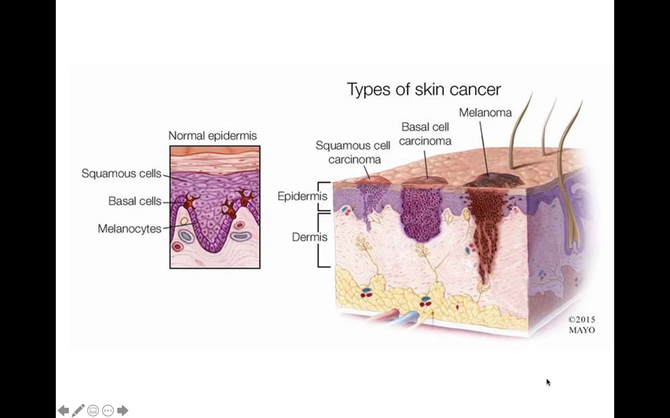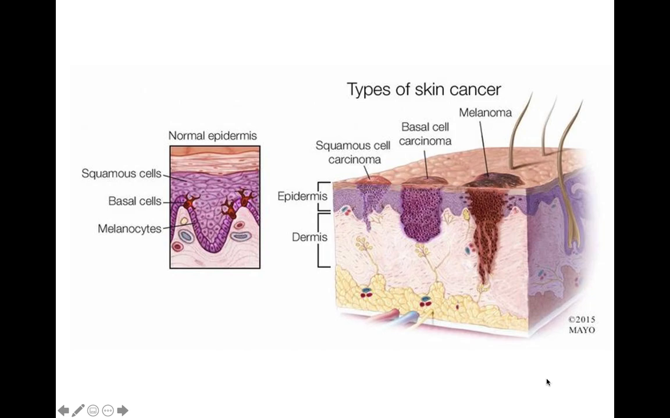This is a neat diagram. I think I found it on the internet. It shows you on the left normal epidermis, right? The different cells, how they're going to look. To the right, it shows you the 3 different types of skin cancer and where they're going to be placed in the layers of the skin.